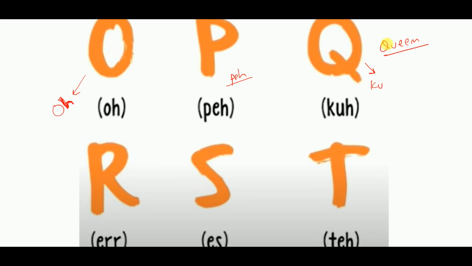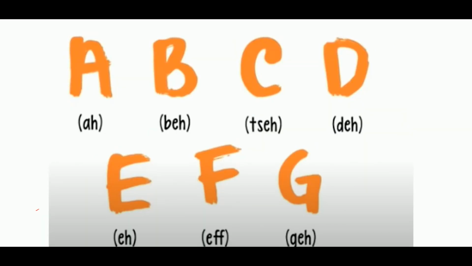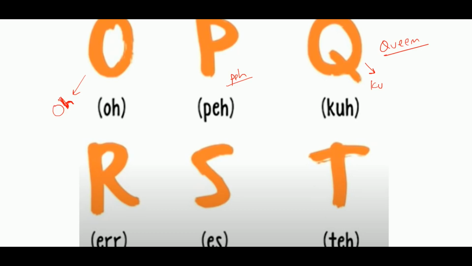For example, Queen, if you were to speak it, you call it as Ku-E-E-N. I'm sorry, Ku-E-E-N. That's right. So it takes time. Even I get confused many times, but that's fine.